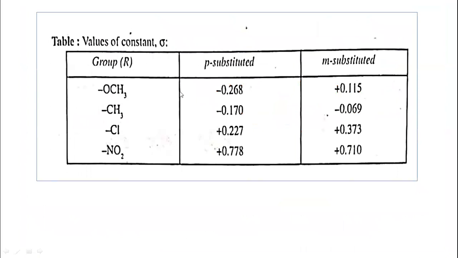Now this table represents some constant sigma values. For the methoxy group at the para position, it has a negative value. The methyl group also has a negative value at the para position. Then the chlorine group has a positive value of the Hammett constant sigma. So this is the data given here, and you can see the values are different.